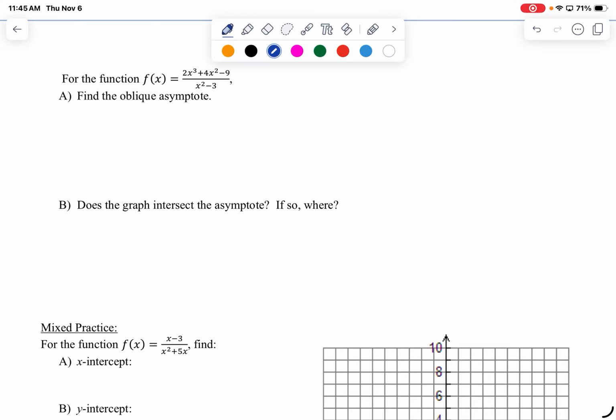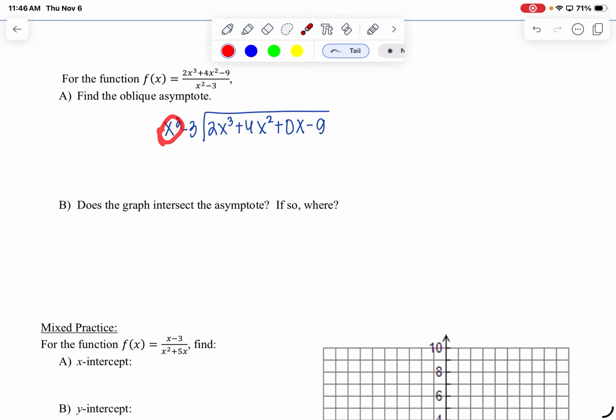And I'll tell you at points to stop and try it and check with me, all right? Okay, so for the function, find the oblique asymptote. If you look, we have to use long division because we have a quadratic in the denominator. So we're gonna do 2x cubed plus 4x squared, there are no x's, so plus 0x minus 9, divided by x squared minus 3. All right, what do I have to multiply an x squared by to get a 2x cubed? And that is 2x.